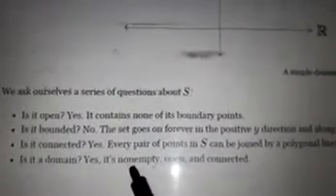We ask ourselves a series of questions about S. Is it open? Yes, it contains none of the boundary points. Is it bounded? No, the set goes on forever in the positive y direction and along the real axis. Is it connected? Yes, every pair of points in S can be joined by a polygonal line. Is it a domain? Yes, it's non-empty, open and connected.